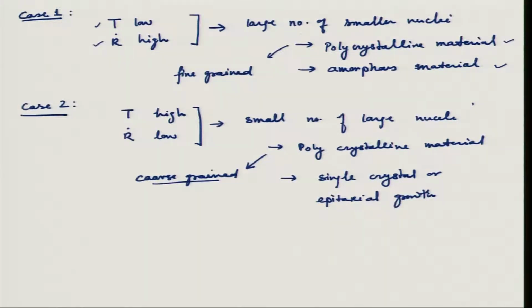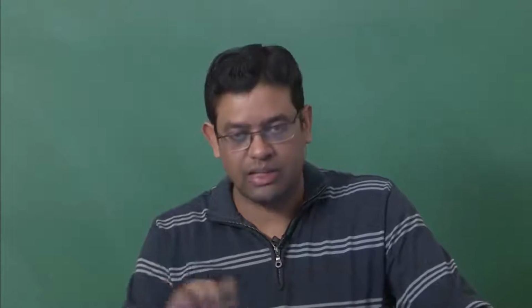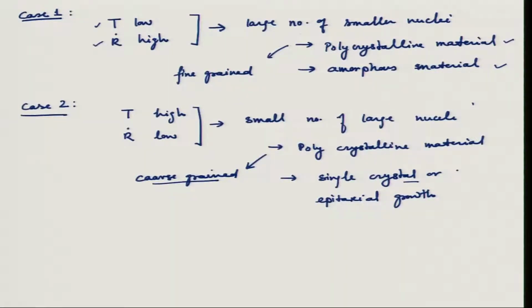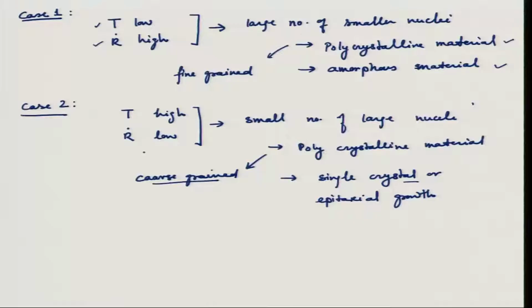How does this happen? If your temperature is very high and your deposition rate is very slow, each atom which is coming to the surface will move on the surface, by surface migration or surface diffusion, because at higher temperature diffusivity will be high, and it will be able to travel a long distance to find a suitable site. And a suitable site is what will lead to formation of a single crystal, because single crystalline material will minimize its energy.